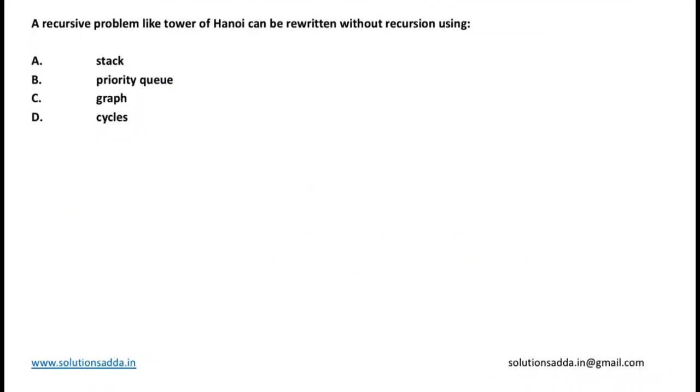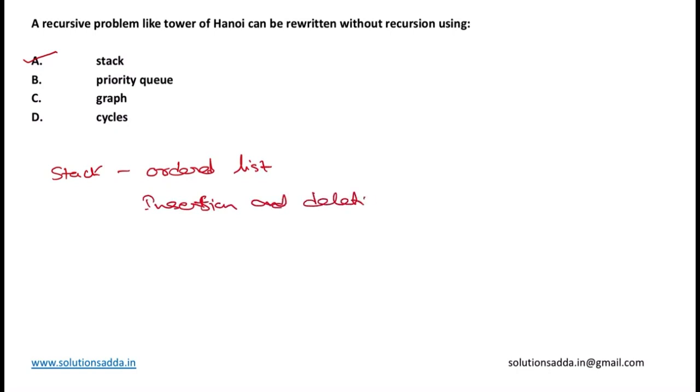This is a question from programming and data structures. A recursive problem like Tower of Hanoi can be rewritten without recursion using. Options are stack, priority queue, graph or cycles. The correct answer for this question is option A, stack. What is a stack? A stack is an ordered list where insertion and deletion take place at one end.